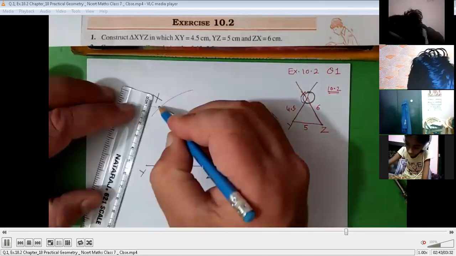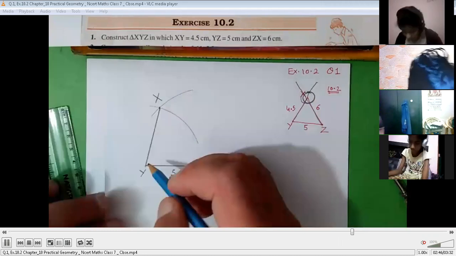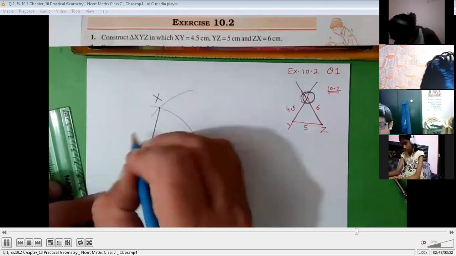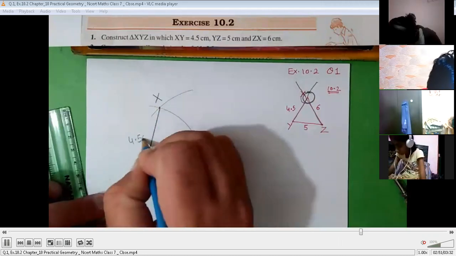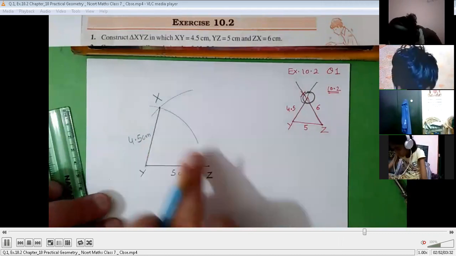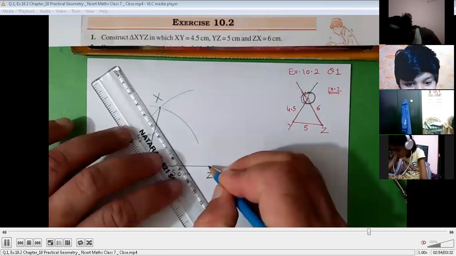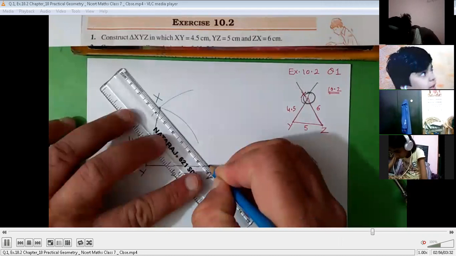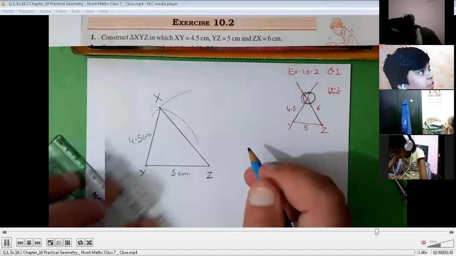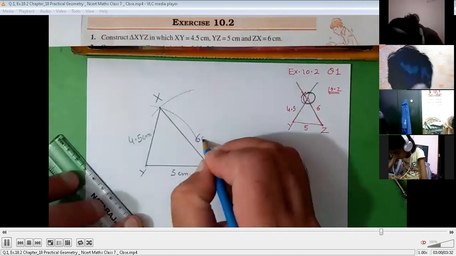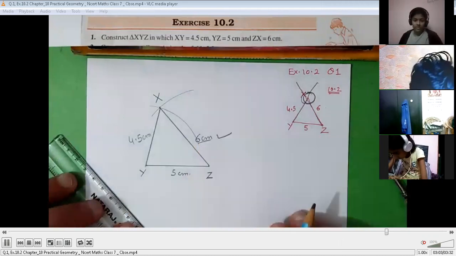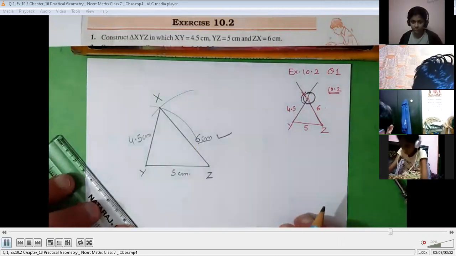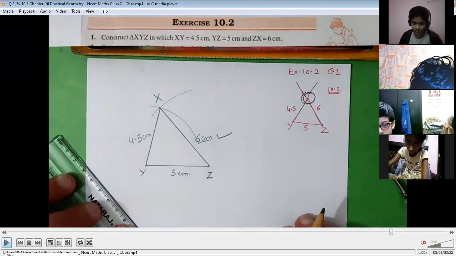Now we'll join the lines. This way, XY, from this cut point, and mark it as 4.5 centimeters. Again, we are going to join XZ like this and mark it as 6 centimeters. Clear? This is your diagram. In this way, you have to draw the triangle.